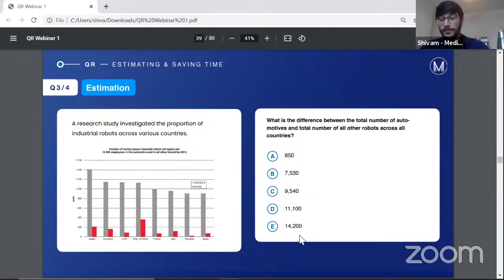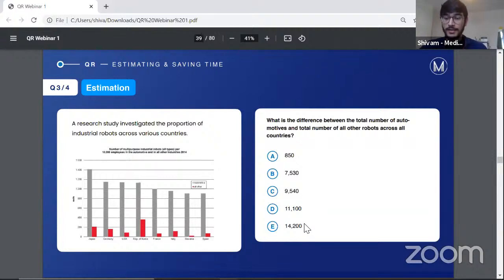Or what some people might do, very, very quickly, is, okay, if Japan was around 1,200, maybe we can do 1,200 times 8, and maybe work out it's around 8,000 or so. So maybe we could have guessed B, C, or maybe D, and maybe E would be a bit unrealistic.